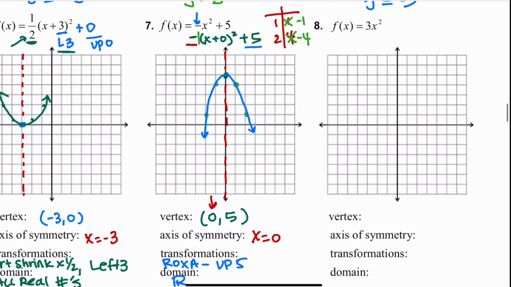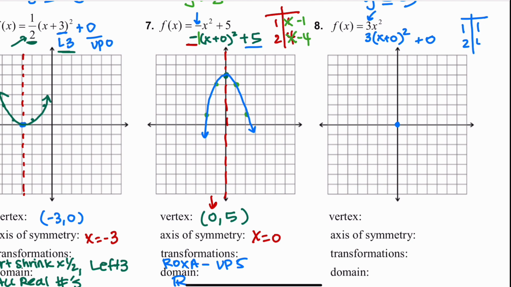Now this one is missing 2 things. I have a 3, and then I have no number inside with the x squared, and then I have no number up and down. So what this one does, it just stays at 0, 0, and then my 3 is my a value, so that's the number I'm going to multiply by the key points 1, 1, 2, 4. 1 times 3 is 3, 4 times 3 is 12. Over 1 up 3, over 2 up 12 is off our graph.